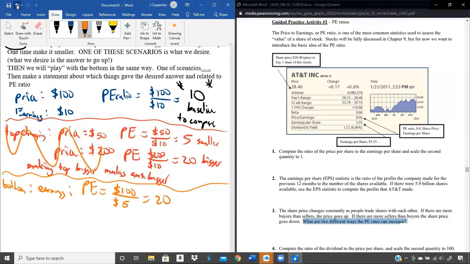Now again, we're not looking at any of the red ink. You're ignoring that. You're just comparing the 20 to the baseline of 10. Is it bigger or is it smaller? Well, it's bigger, obviously. Now, let's make the earnings small. I thought I wrote the 5. I must have erased it accidentally. The earnings was 5. Shoot.